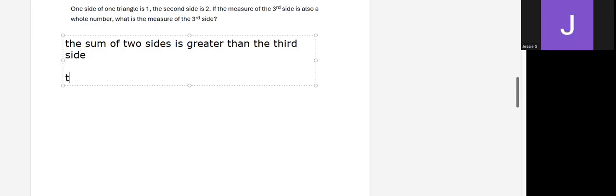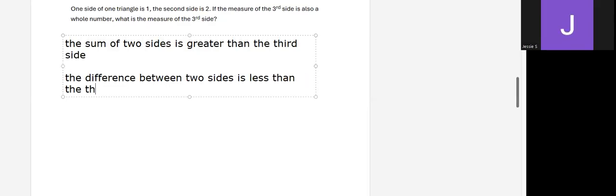Also, the second property: the difference between two sides is always less than the third side. Okay, please keep or understand these two properties. That is really important. All right, now let's go ahead and apply these two properties to help us find the third side of this triangle.